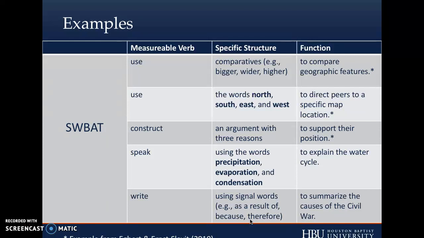Either way. Student will be able to speak using the words precipitation, evaporation, and condensation. And with what function? To explain the water cycle. Student will be able to write using signal words that show cause and effect, like as a result of, or because, and therefore, to summarize the causes of the Civil War. So what are they using? The function is to summarize. What specific structure? Specific transition words, like as a result of.